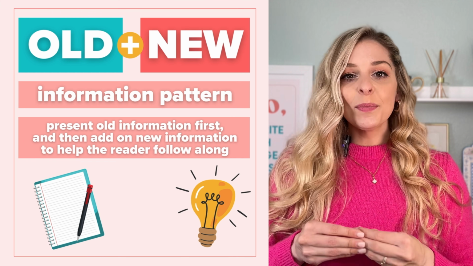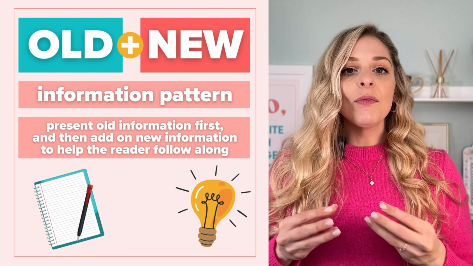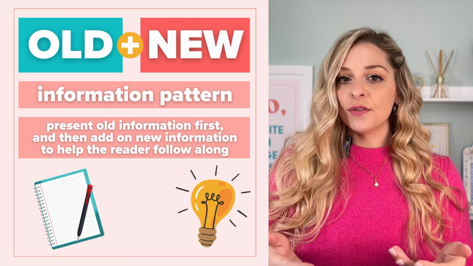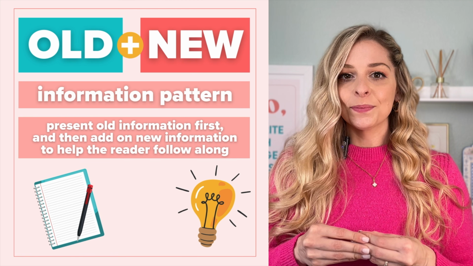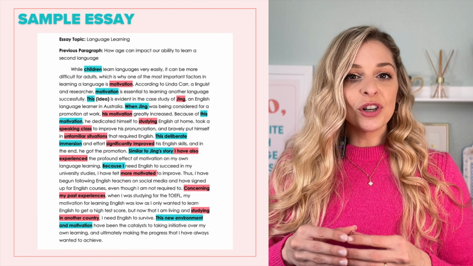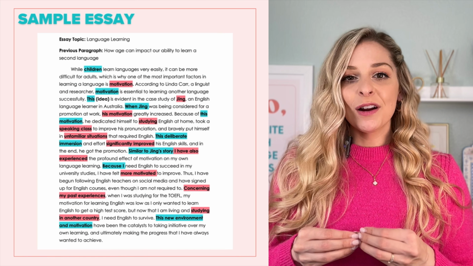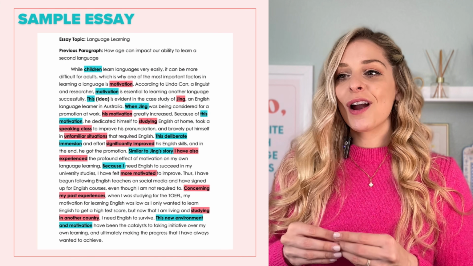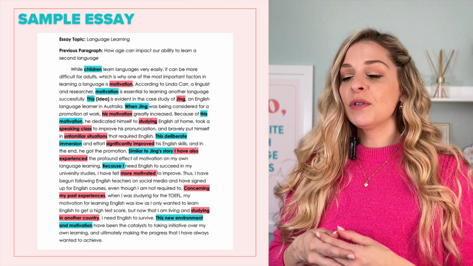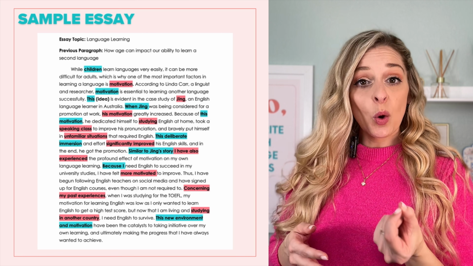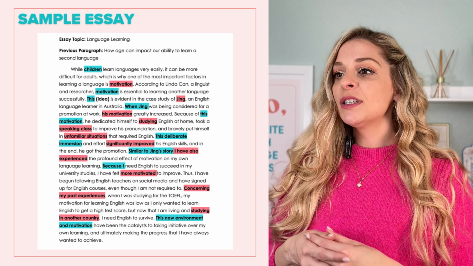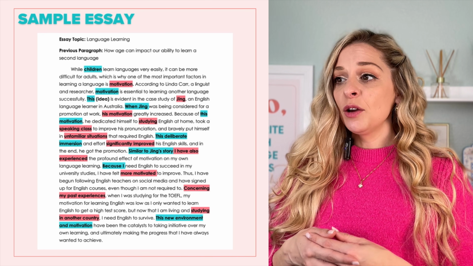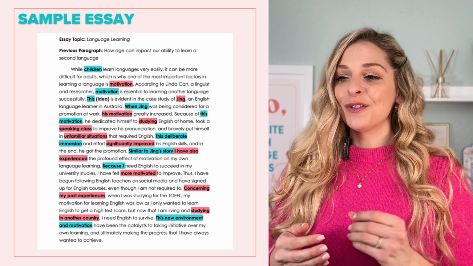Let's look at another paragraph on motivation and see how the old-new info pattern helps us create smoother transitions and follow along a little bit more easily. Now, this essay is still about language learning, and keep in mind that the previous paragraph was about learning a second language at a young age. This paragraph says, while children learn languages very easily, that's my old information, it can be more difficult for adults, which is why one of the most important factors in learning a language is motivation, new information.